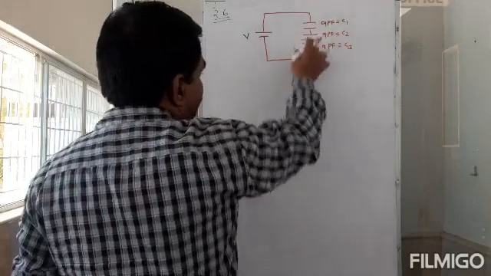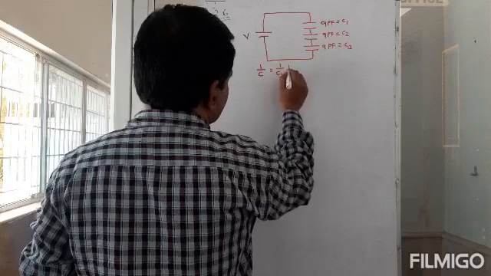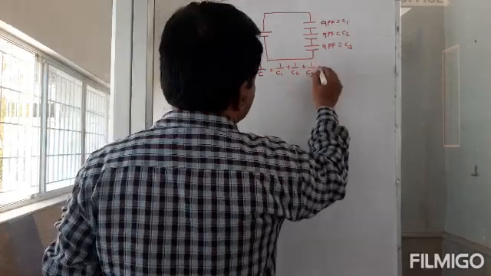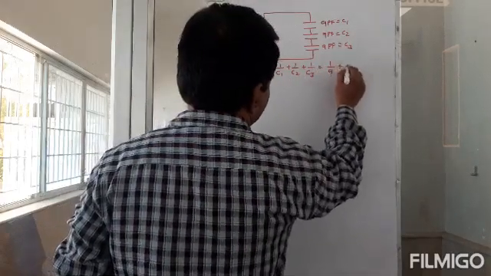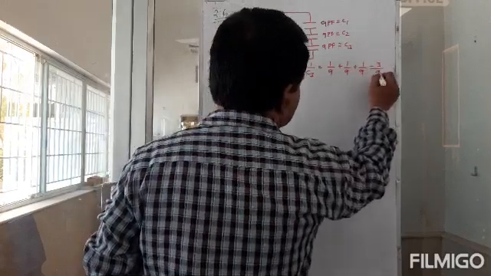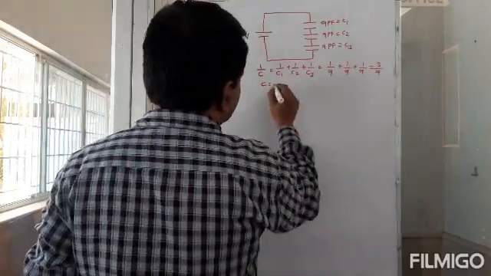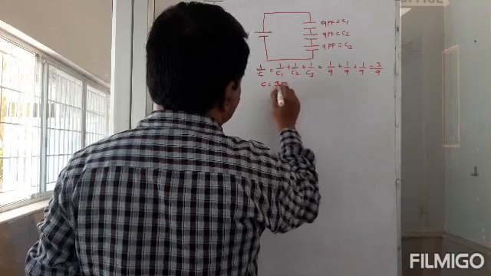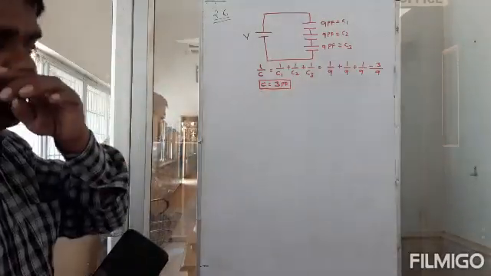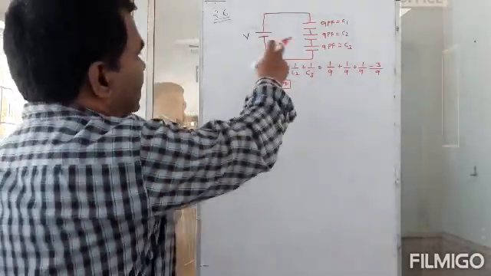If you connect capacitors in series, then the effective capacitance will be 1 by C equals 1 by C1 plus 1 by C2 plus 1 by C3. So that is equal to 1 by 9 picofarad plus 1 by 9 picofarad plus 1 by 9 picofarad. That gives you 3 by 9 picofarad. So C is the reciprocal of that, and you get 3 picofarads. It's pretty straightforward. So that is the answer to question A.